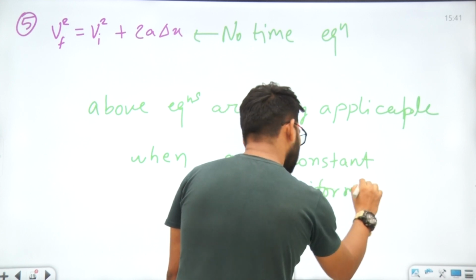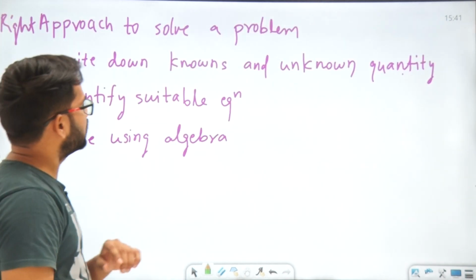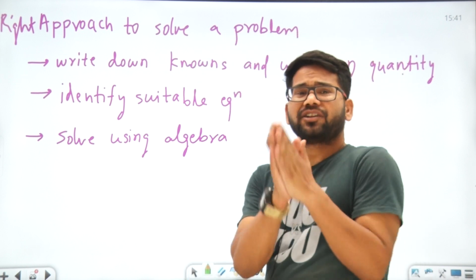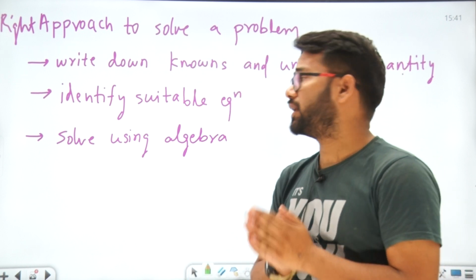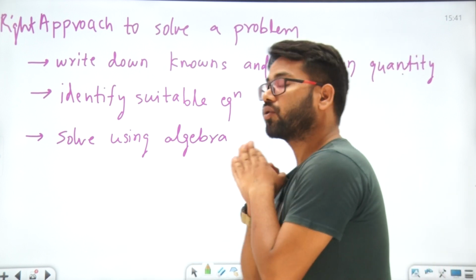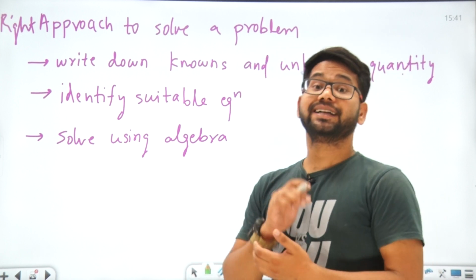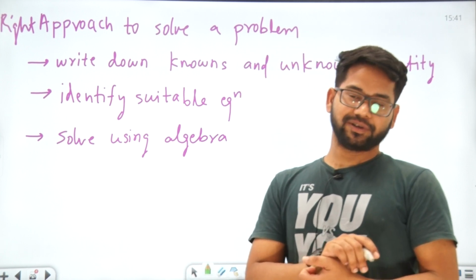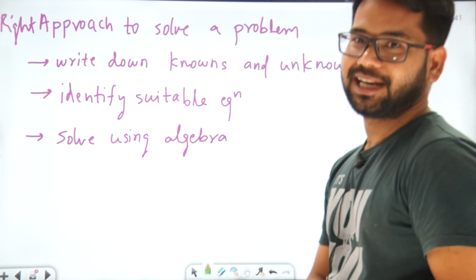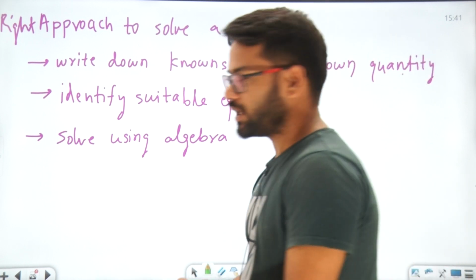I hope you got these equations. Let's apply them, then you will understand more. The right approach to solve a question, students, is to write down the known and unknown quantities from the question, then identify the suitable equation which relates the knowns and unknowns, then solve using algebra.